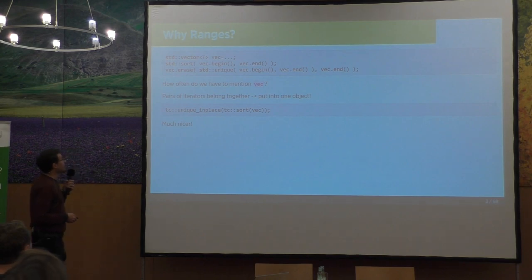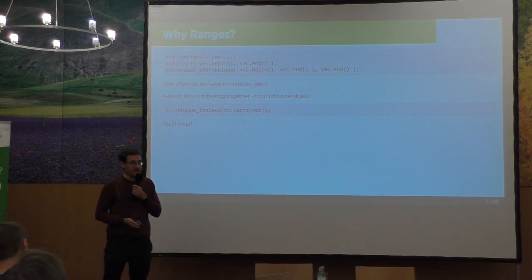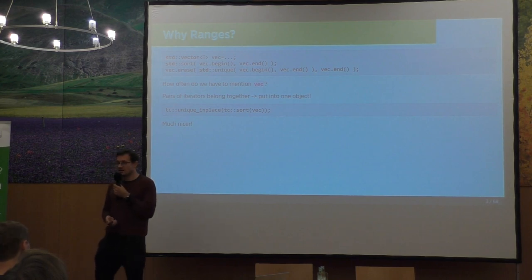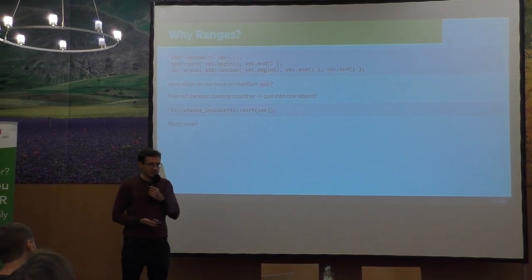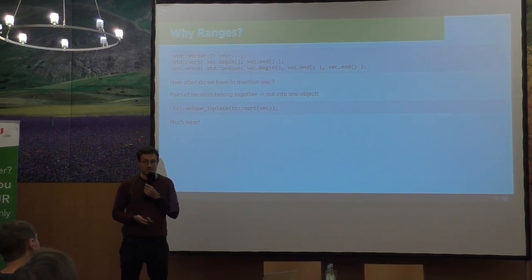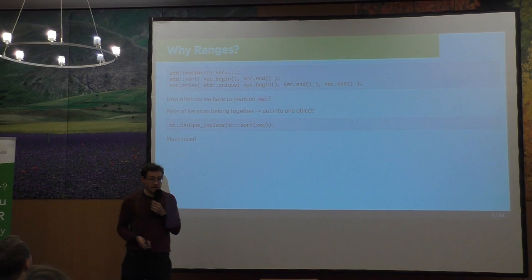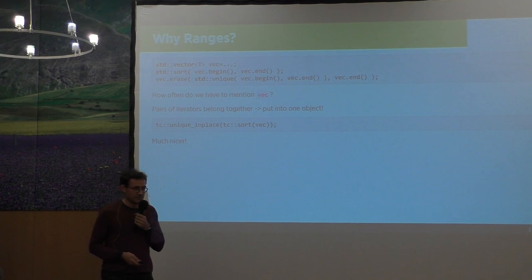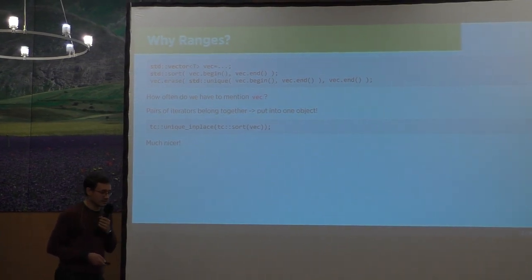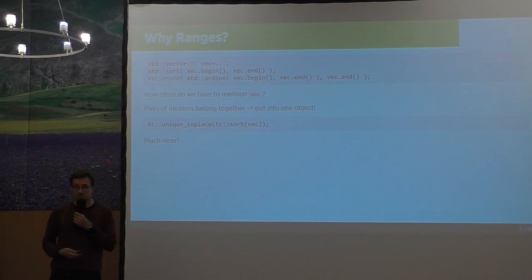Anyway, so why ranges? Well, everyone knows this problem. You define a container like a vector, and when you want to sort the vector, you say sort begin end. And when you want to erase something from the vector, you say erase, and then unique begin end again, and then end again. So you always think begin and end and end and begin. And that's really ugly. So with our library, you can just write unique in place sort of the vector, and that's it. Much nicer, so you don't have to repeat yourself.